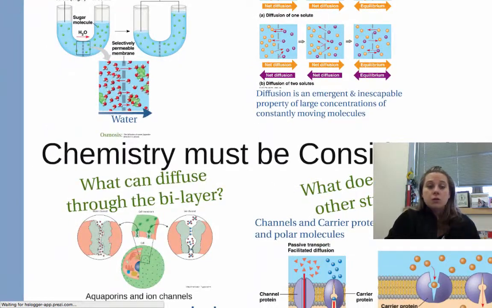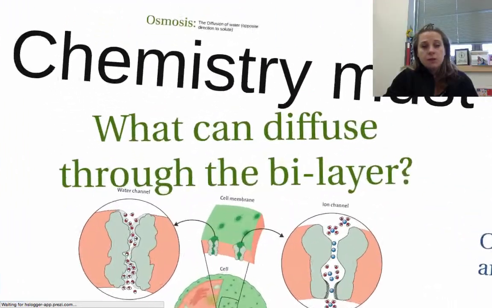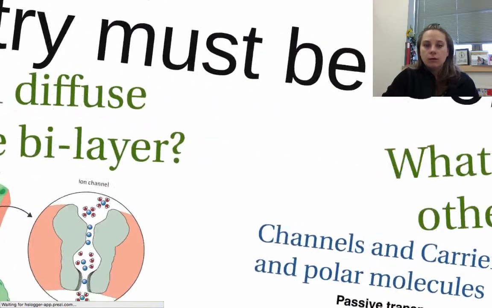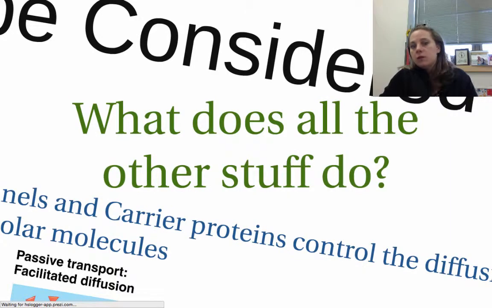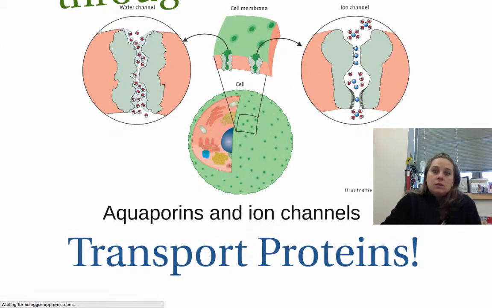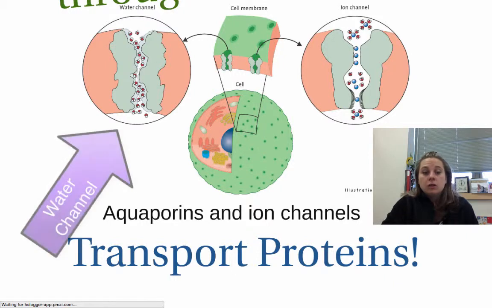So we have to think about chemistry when we consider this, because only certain things can cross the bilayer. So what can diffuse directly through the lipid bilayer itself? Not too many things can actually go directly through the bilayer. What does all the other stuff do that can't go through? How does it get across? The answer is, if it can't cross directly through the lipid bilayer, it's going to go through transport proteins.